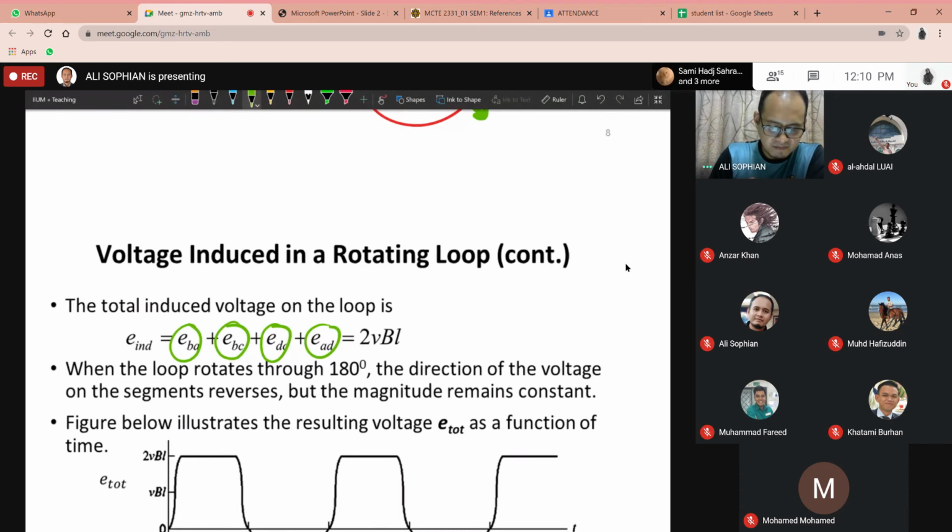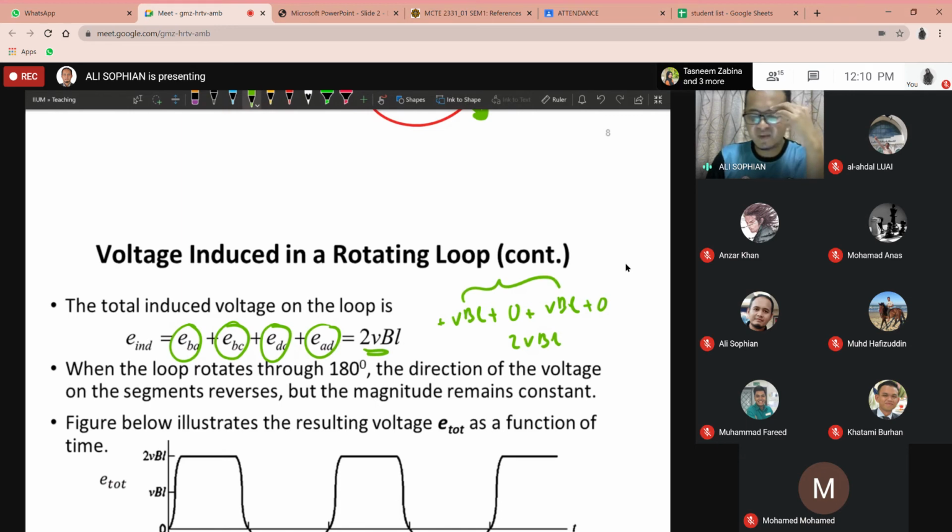and you should get this answer here. Because the EBA was VBL, DC was 0, EDC was VBL as well, and plus 0. So you end up with 2 VBL. Okay, watch out. These two end up in the same direction.